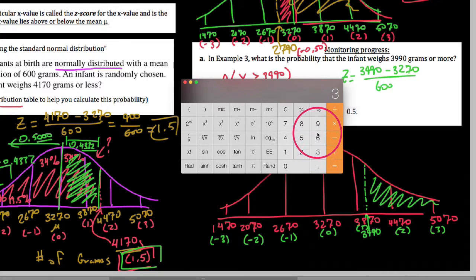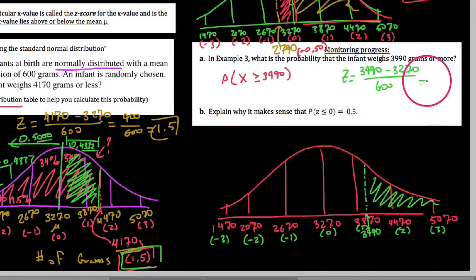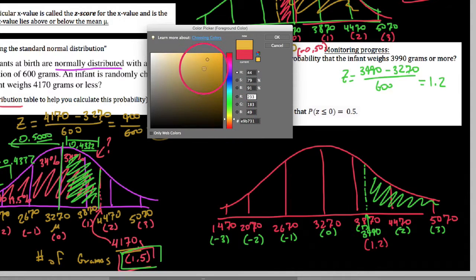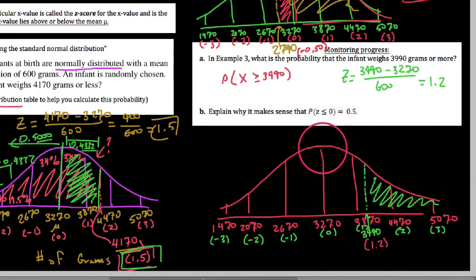So getting our calculator out, 3990 minus 3270 comes out to be 720, and then divided by 600 gives 1.2. In other words, this is 1.2 standard deviations to the right of the mean. Now we're going to look this area up in the table, but we have to pull a little magic, because when you look up a z-score like 1.2 in this table, it tells you the area under the curve between the average and that number of standard deviations to the right.